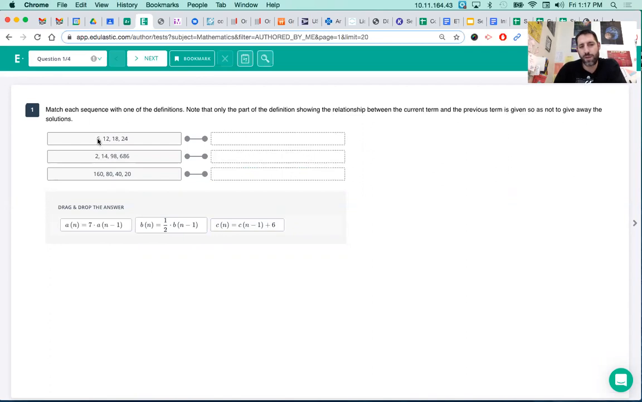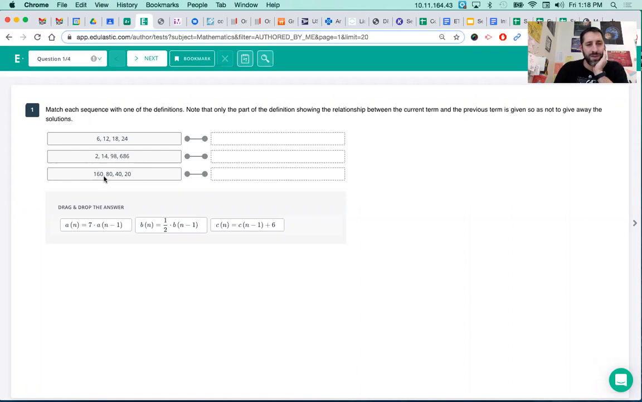So the first one, it looks like we're adding 2 each time, or sorry, let me back up. We're adding 6 each time. 6 plus 6 is 12, 12 plus 6 is 18, 18 plus 6 is 24. The middle term, I believe we are multiplying each time by 7. 2 times 7 is 14, 14 times 7 is 98, 98 times 7 is 686. And yeah, it gets big really fast. So we're multiplying by 7 each time.